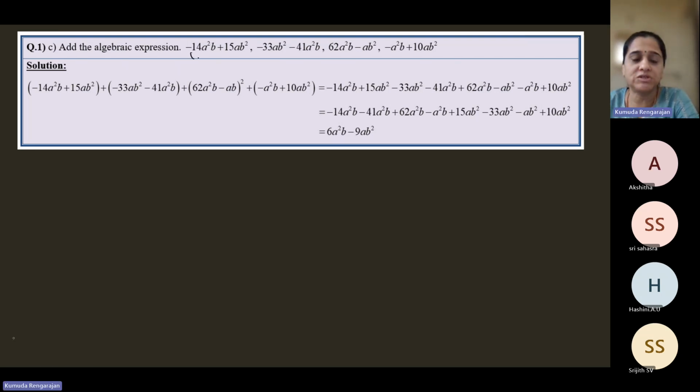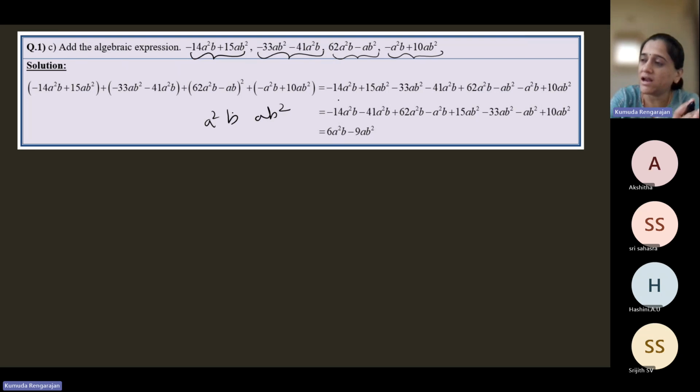So in these 4 expressions, what are the literal factors you see? A square B and AB square. That's it. Either it is A square B or AB square. So A square B are like terms and AB square are like terms. Collect all the A square B terms. They all make like terms. And then collect all the AB square terms. They're all like terms. A square B is different. AB square is different.